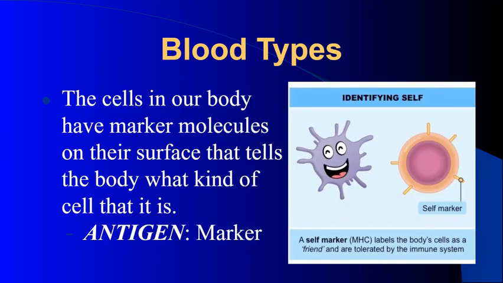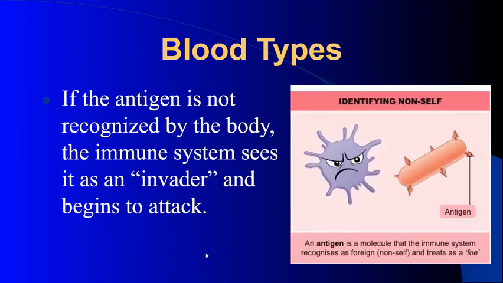So the cells in our body have marker molecules on their surface that tell the body what kind of cell it is. Antigens are what we call these markers. And so this is so that our body recognizes the cells that belong to us. If the antigen is not recognized by the body, the immune system sees it as an invader and begins to attack. So if your body sees an antigen that it's not familiar with, it immediately sees it as an invader and is going to attack to protect you from whatever might be trying to infect you.